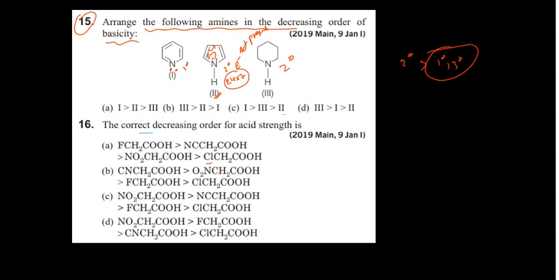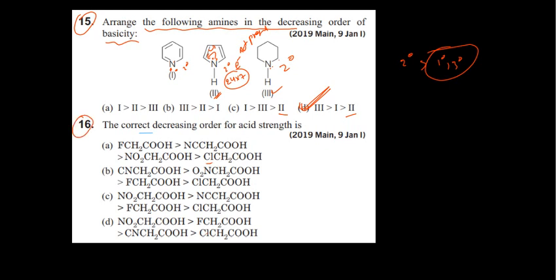2 is the least, so we have two options. But 3 is the highest. Of course, the lone pair is here, and the lone pair is here also. Here is the secondary. So obviously 3 is the higher. So D is your answer. 3 higher, 2 least, 1 is medium.